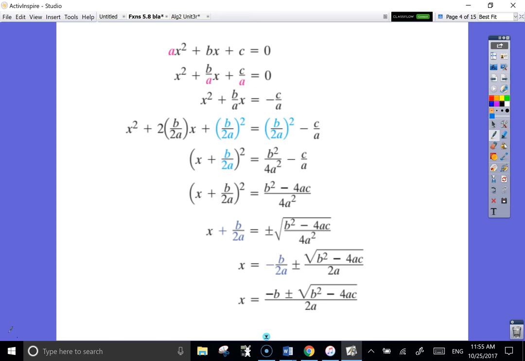And then you take the square root of both sides. So this side, you just get the x plus b over 2a. This side, you take the square root, but the square root of 4a squared is 2a. That you can do. The b squared minus 4ac stays. Then when you subtract the b over 2a from that side, you get what we already know. That's the quadratic formula.